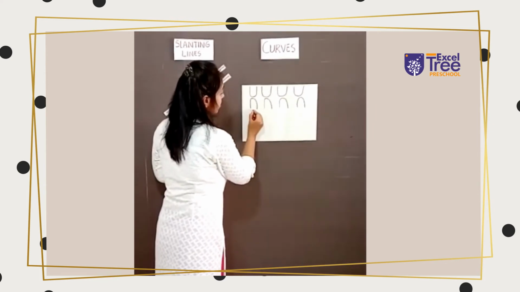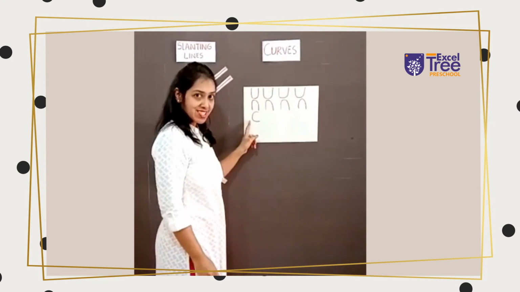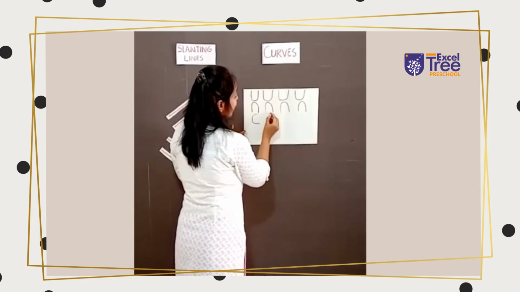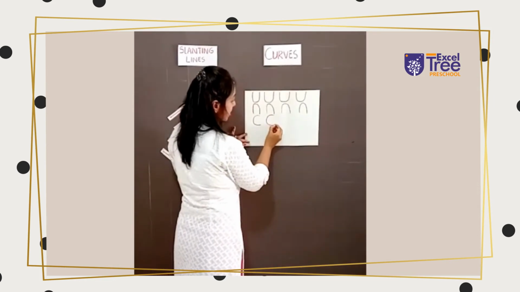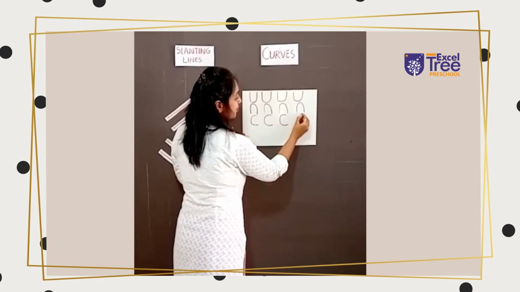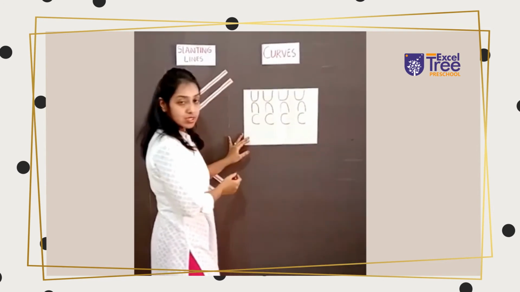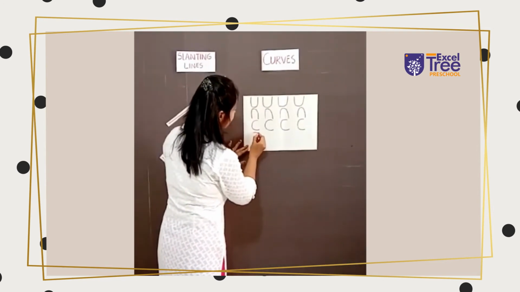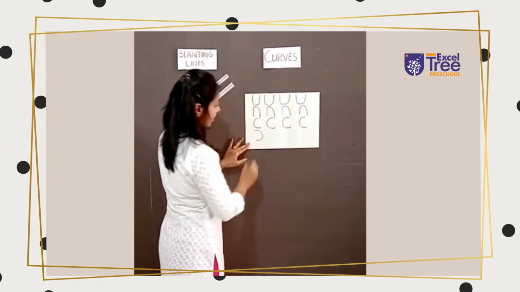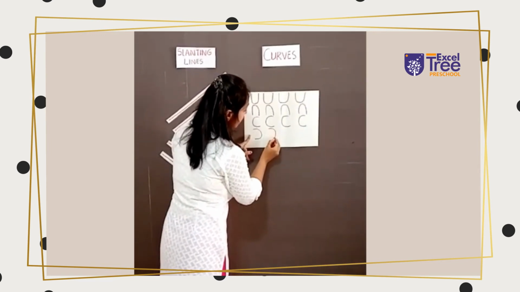Now, right curve. Doesn't it look like a C? This is the right curve. Now, the next is the left curve. This is facing towards left. So, this is the left curve.